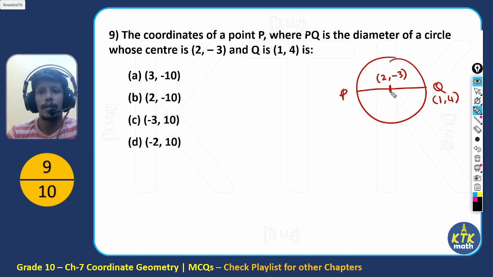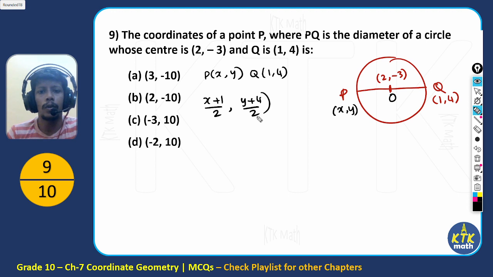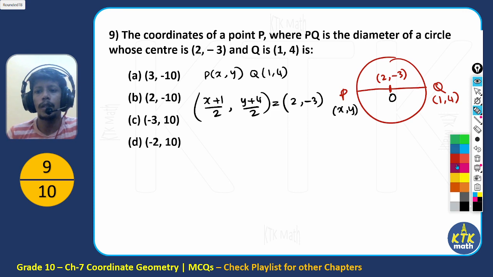Midpoint. Yes, because if the center is O, then OP equals OQ. Either you can solve it with the distance formula, but we have two coordinates we need to find. You can try with the midpoint formula. If I assume P is x comma y, and Q is 1 comma 4, now how will you write the midpoint? x plus 1 over 2 and y plus 4 over 2 is equal to your center point, which is 2 comma negative 3. So you solve this, you will get your answer.